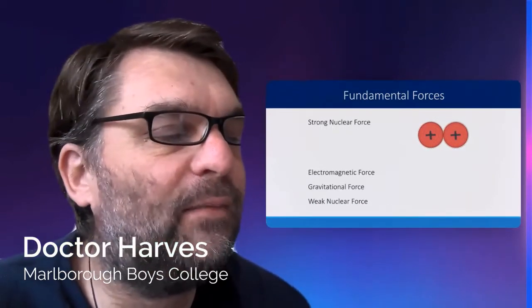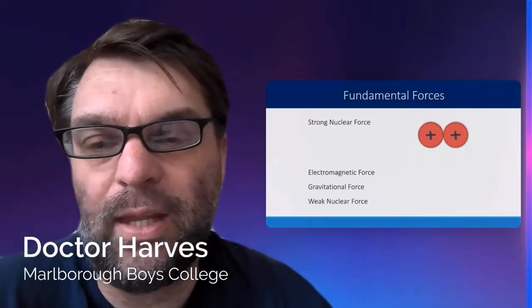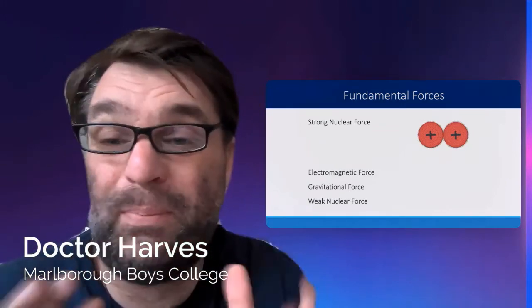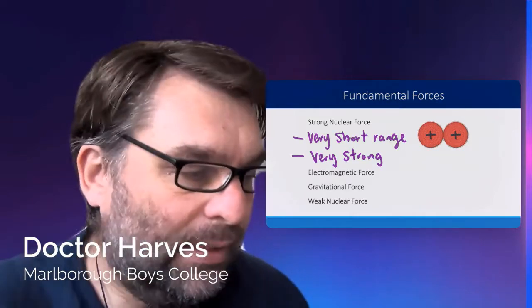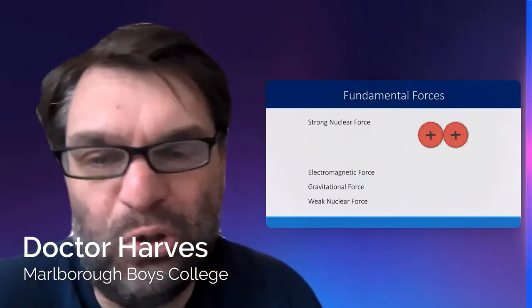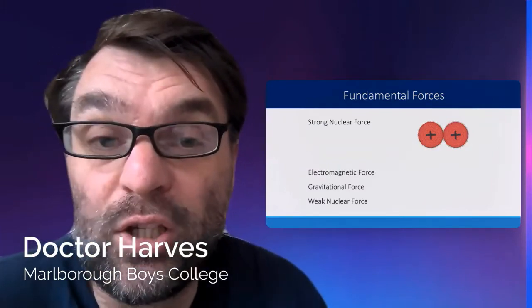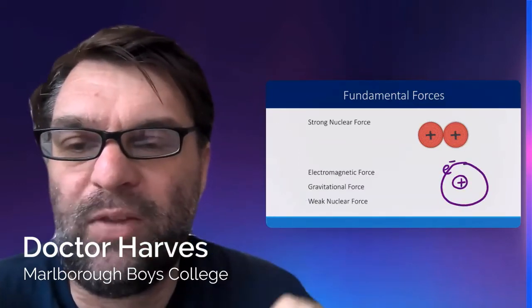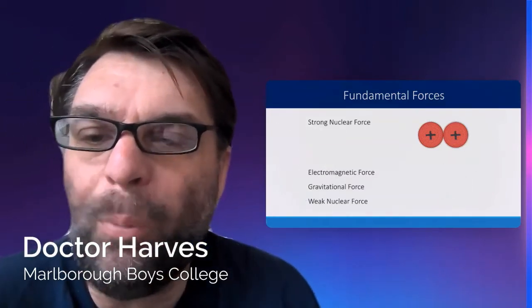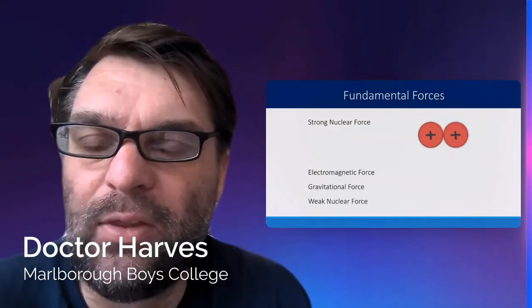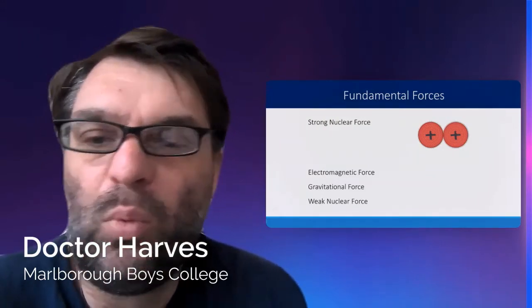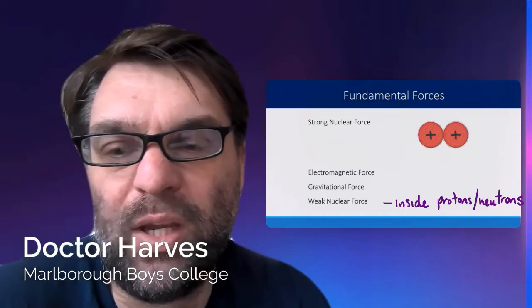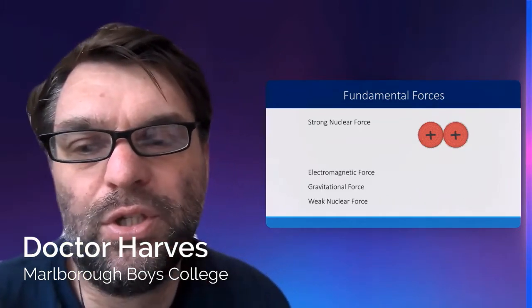In terms of the fundamental forces involved in the atom, the strongest force is the nuclear force. It is very short range. It's basically between protons and neutrons in the nucleus, and between protons and protons, and neutrons and neutrons in the nucleus. But it is also the strongest force known in the universe. We then have the electromagnetic force, which is the force between the electrons orbiting the nucleus and the positive nucleus with the protons. Then we have the gravitational force, and finally the weak nuclear force, which is the weakest of all the forces.